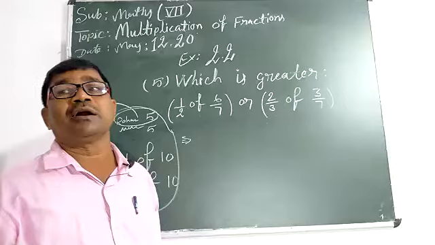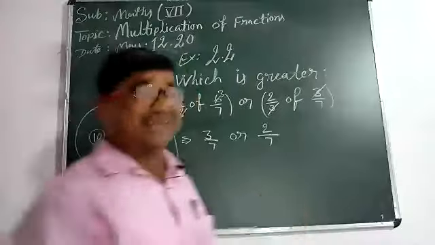Now multiply. 1 multiply 3 is 3. 7 multiply 1 is 7. Or 2 multiply 1 is 2, and 7 multiply 1 is 7. So here 3 upon 7, here 2 upon 7. Now one is 2 upon 7, another is 3 upon 7. Which one is greater?